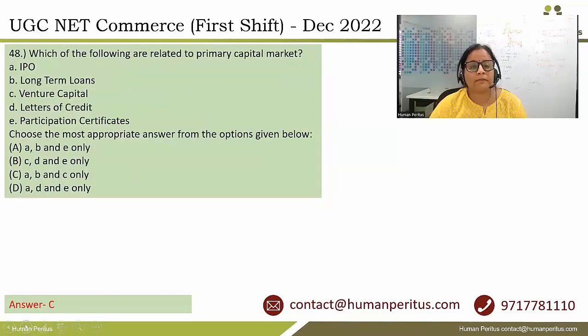Which of the following are related to primary capital market? So if I am talking about primary capital market, this is the market where new securities are issued and sold for the first time, right? So IPO, no doubt, it's a primary capital market instrument. Long-term loans, yes. Venture capital, basically they are the investors who invest in new businesses, new business setups, right? Letter of credit is the instrument which is used in the international market. Participation certificates are the instruments which are used by the bankers, right? So these are not related to primary capital market. So the correct option to this question is A, B, C, which is reflected by capital C here.